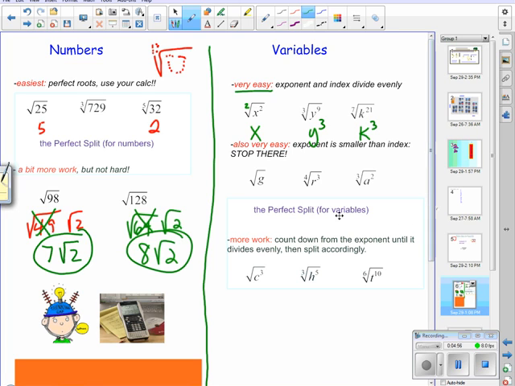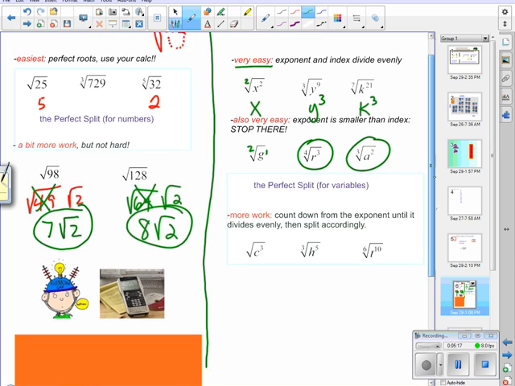Also easy is if your exponent in here is smaller than the number in the index, there's nothing you can do. You can just bring that down. If it is smaller than the index, there's nothing you could do. You just bring that down. That's as simplified as it can get. 2 is smaller than 3. That's as simplified as it can get. You don't have to do anything more with that.